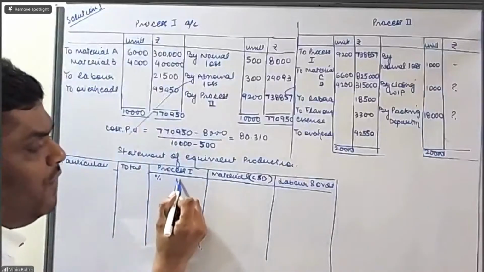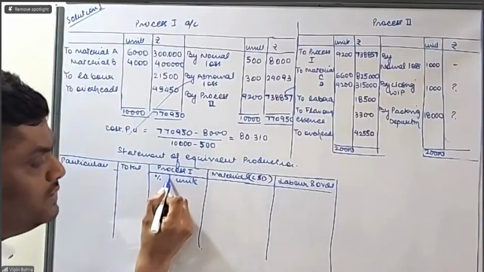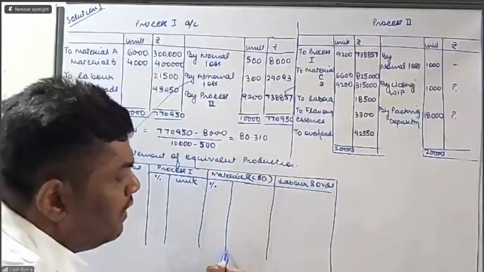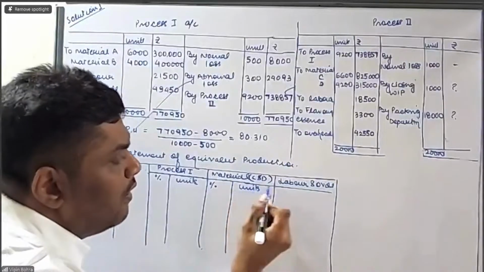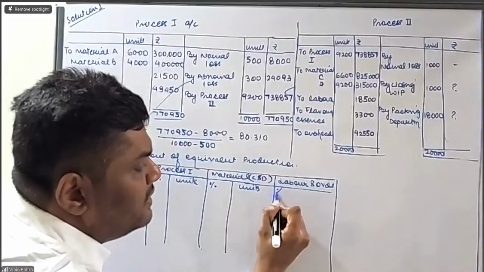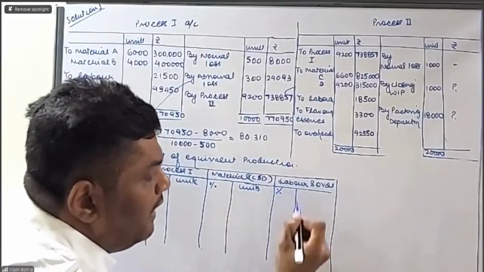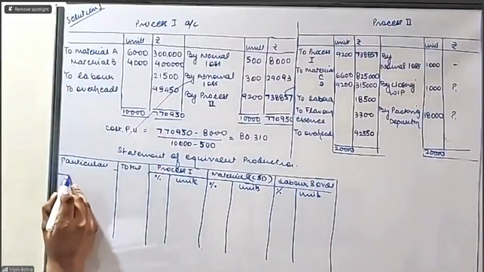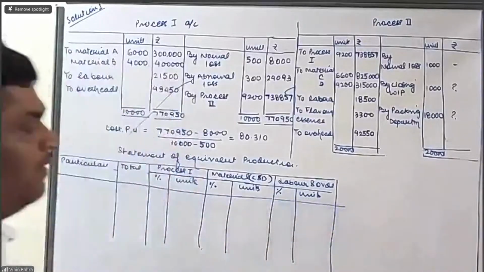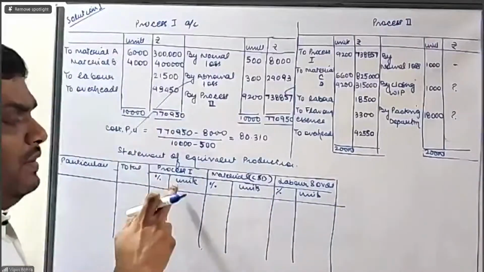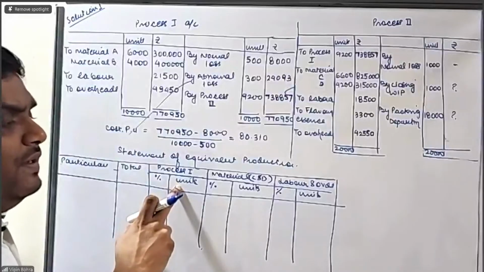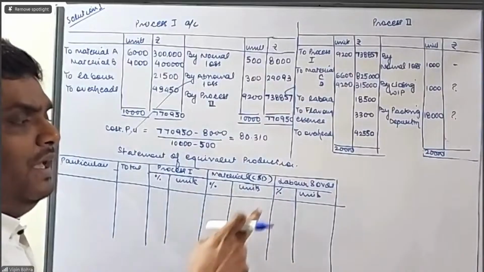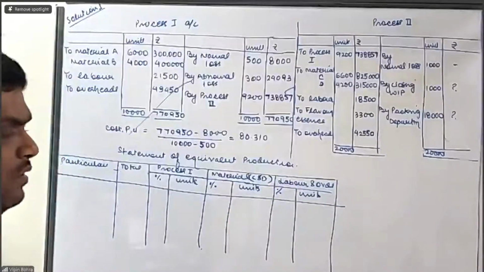Again, the percentage of completion and units. So herein, the inputs that are received from process first, the material C and D that are introduced in this process, and apart from this, the labor and overheads cost.